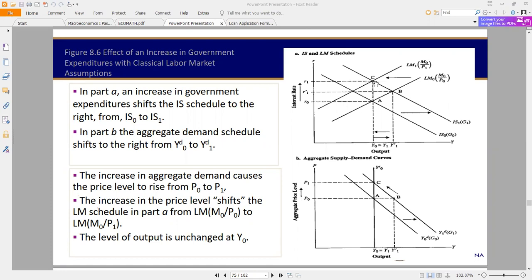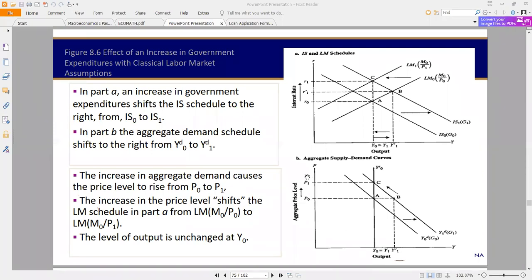When it comes to this point C, the interest rate is going up again. So investment will be falling, and the income level will fall from Y1 prime to the old Y. So Y1 prime will fall back to Y0, and it is happening at a higher price. So if we assume the vertical AS curve, whenever you increase government spending, it will only increase price without any change in the output level.